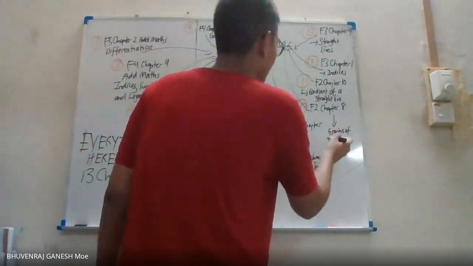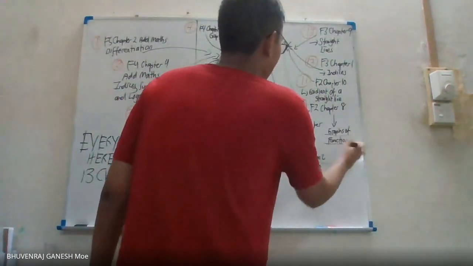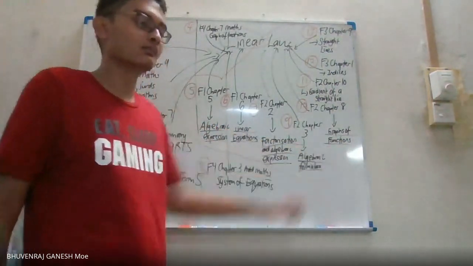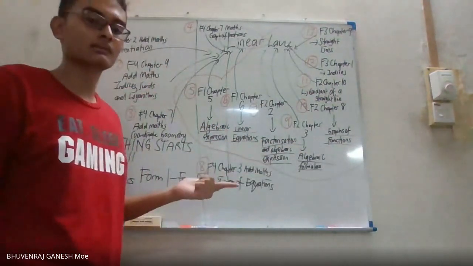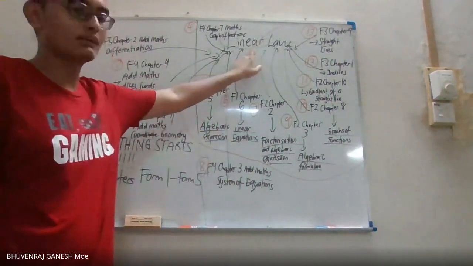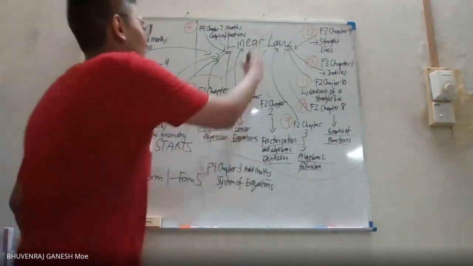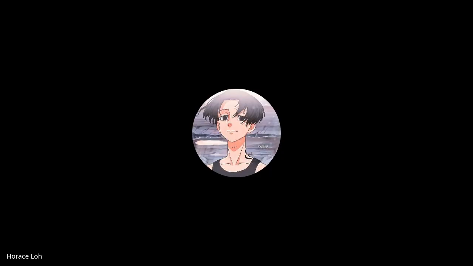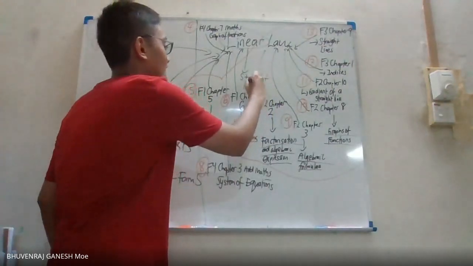And then one more is Form 2, Chapter 8, graphs of functions. So of course, this will teach you how to draw a graph. It can be straight line, quadratic, cubic, reciprocal. But this one, linear law, is only focusing on straight line. So you'll only draw a straight line in this chapter, nothing else.